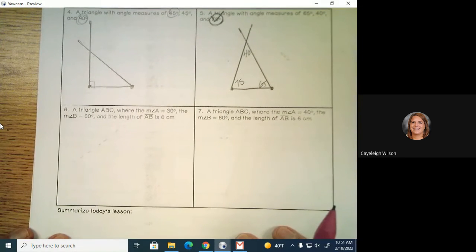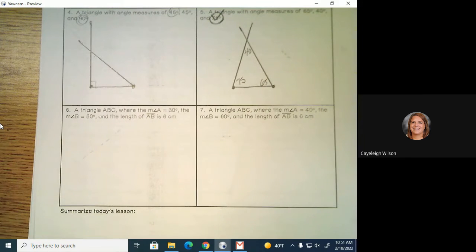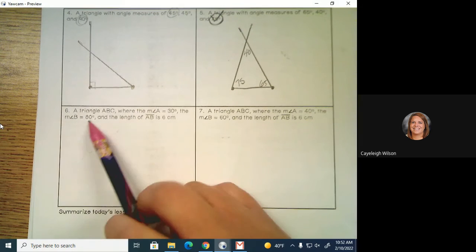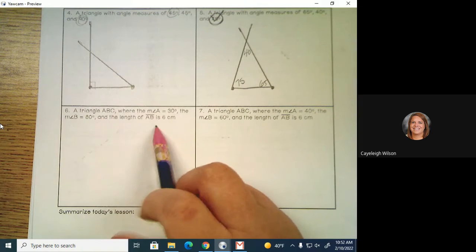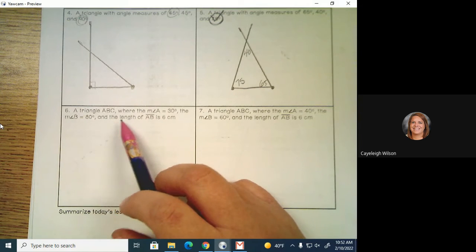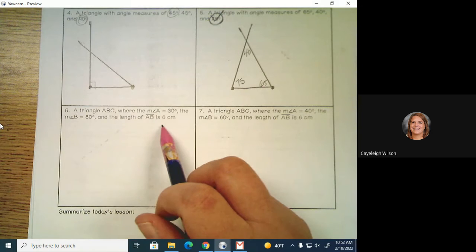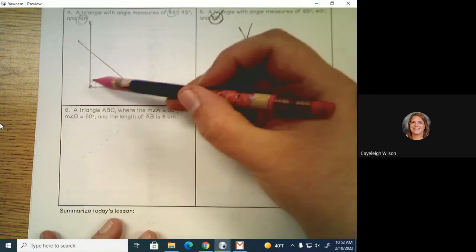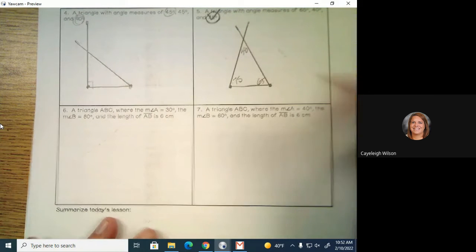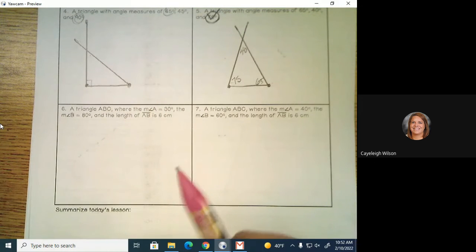All right. We're going to look at number 6. Number 6 is just a little bit different because they tell you how long to make the line segment. It says a triangle ABC, where the measure of angle A is 30 and the measure of angle B is 80, and the length of AB is 6 centimeters. So the line segment you're making must be 6 centimeters long.